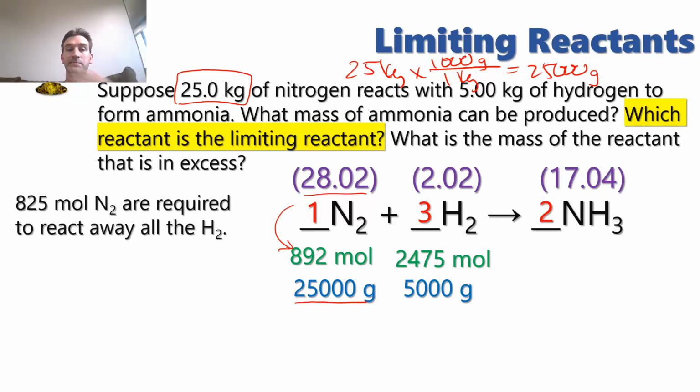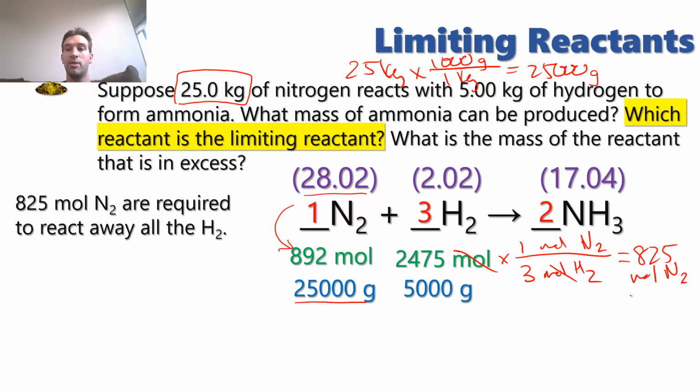So at this point, what we have to do is figure out, if I were to cover one of these up, how much is required to fully react? Well, if I look at hydrogen as a starting point, my 5,000 grams, that's 2,475 moles. We know that I need 3 moles of hydrogen gas to react with 1 mole of nitrogen. So if I take that 2,475, multiply by 1, divide by 3, my moles cancel, and that's when I get 825 moles of the nitrogen that are required in order to fully react away the hydrogen.